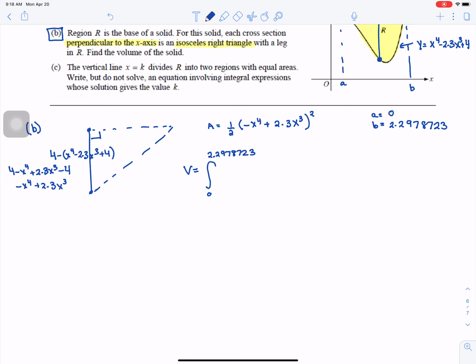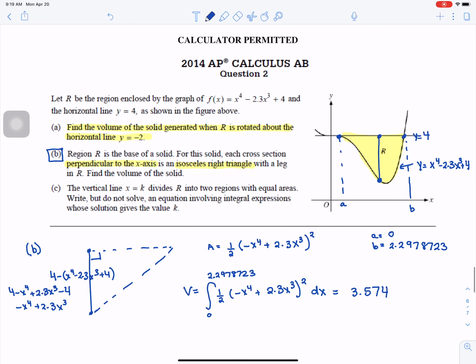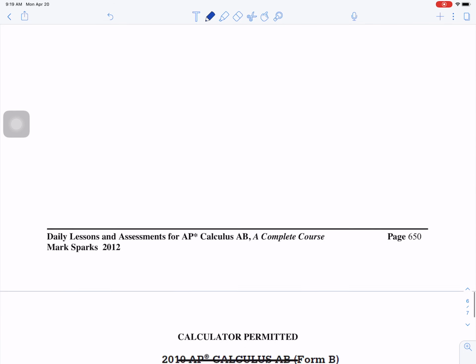2.2978723, 1/2 (you can pull that 1/2 out if you wish) times minus x to the 4th plus 2.3 x cubed, all squared, with respect to x. And when you work that out, you should be able to get 3.574. We're just going to do part B right now because that's where we are in this lesson, and we will also do volumes of revolution next week.